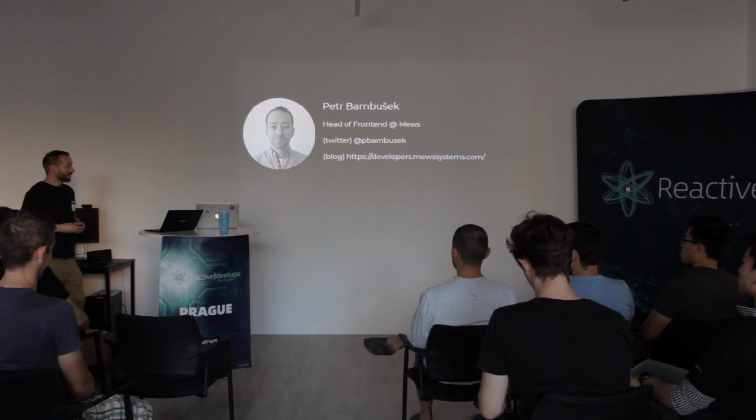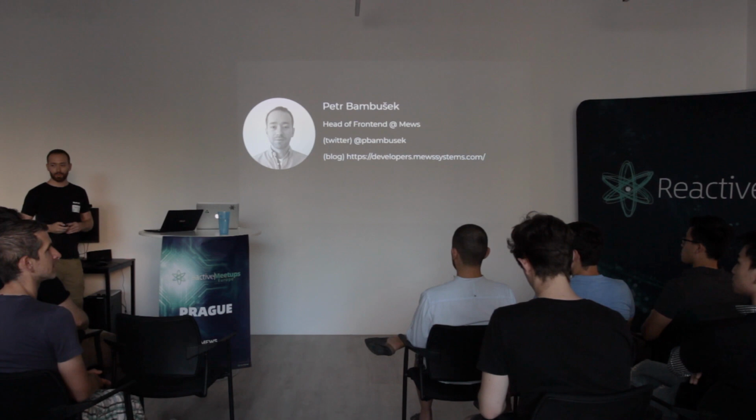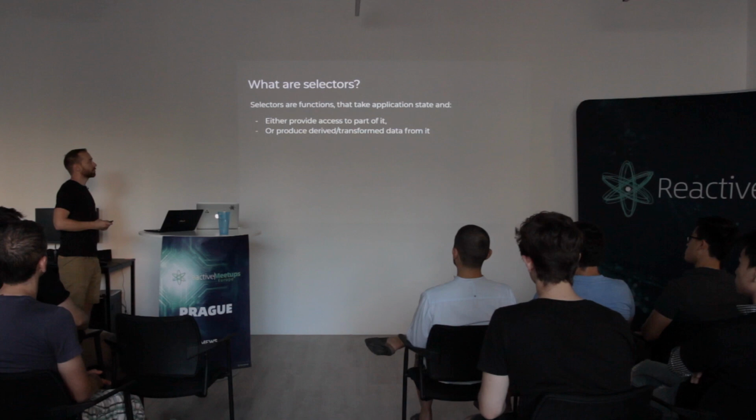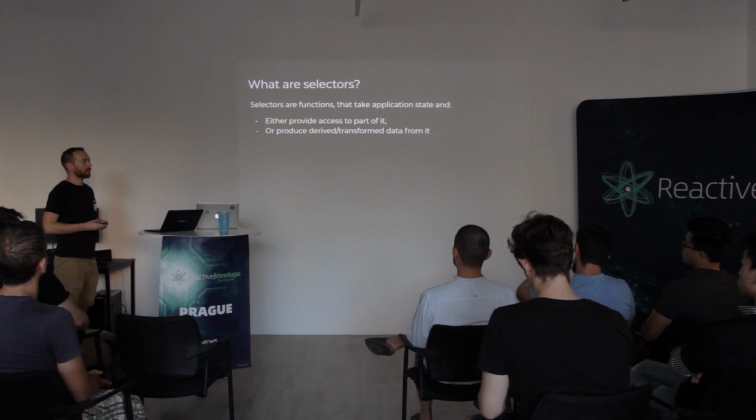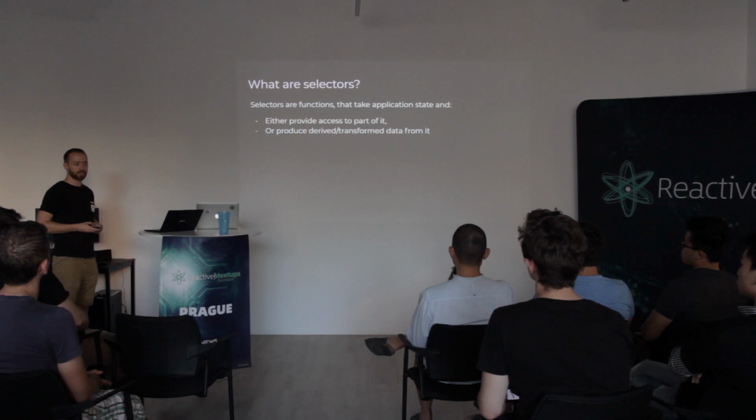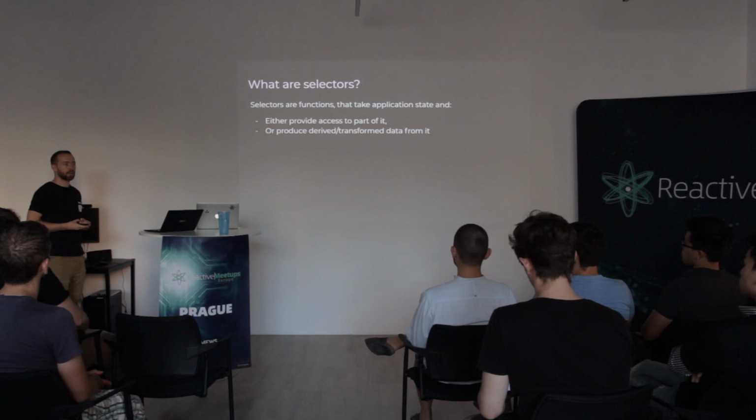This should be a lightning talk, so I will probably not have that much time to go into proper details. I will tell you a little bit more about what selectors are, in case you don't know. Our view is that they either pull data from state, or they transform it or derive some other properties from it. The essential part for us is that they create an interface and decouple the state shape from the view, from the UI, from React components, from actions, wherever we need the state. So that's the idea behind selectors for us.